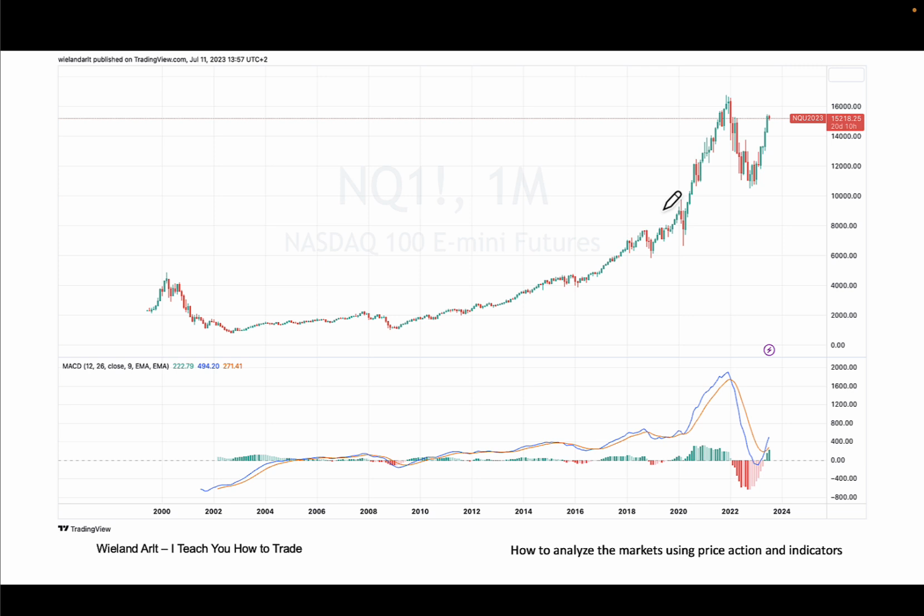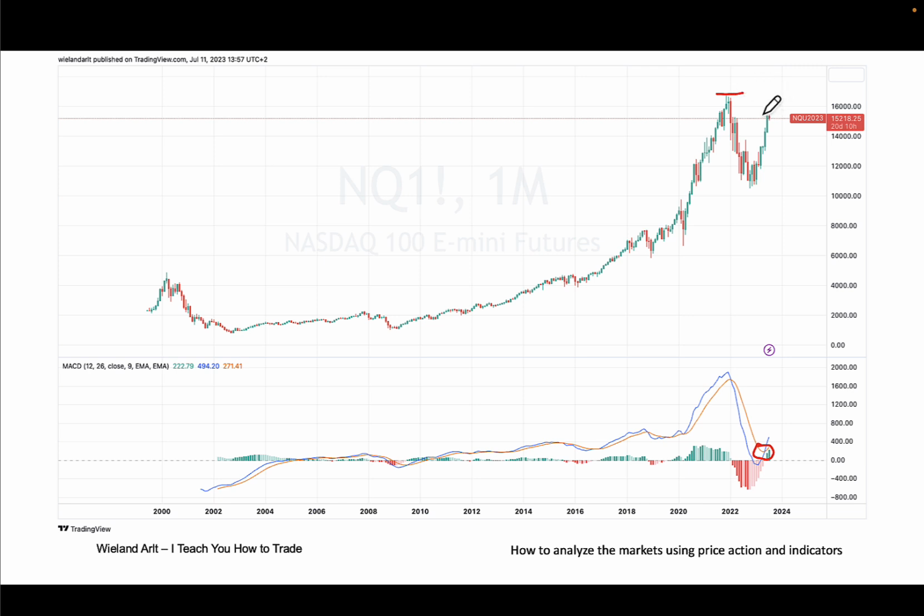And let's go to the Nasdaq. So we have the monthly chart here in the Nasdaq, and it's the same situation as in the S&P. We have a crossover that just happened last month, and we are already about to hit the all-time high.